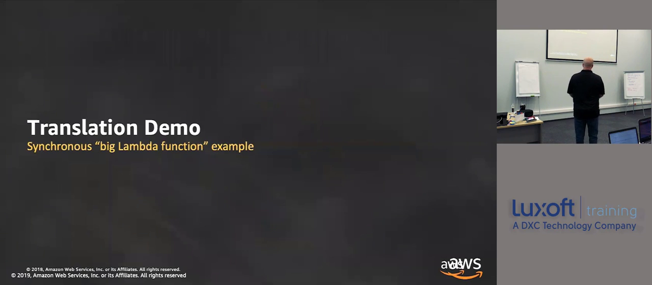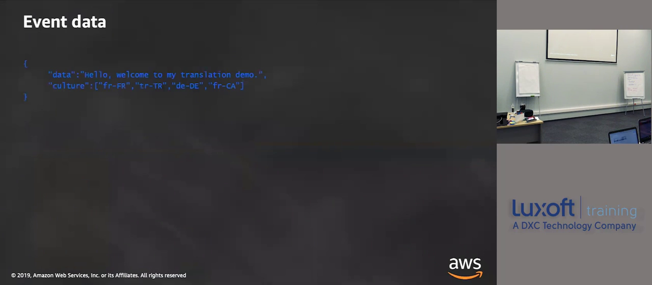So, let me show you an example of this. This is a translation demo that I wrote, built using all the AWS translation services. And here's how it works. Can y'all see that? It's just a little bit of data. All we're sending is just a JSON object, and it says, hello, welcome to my translation demo, and it sends a culture.